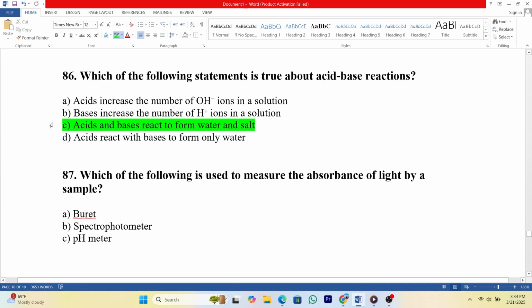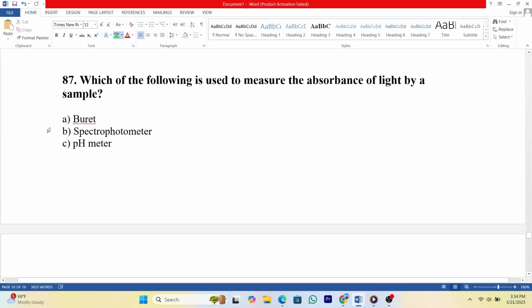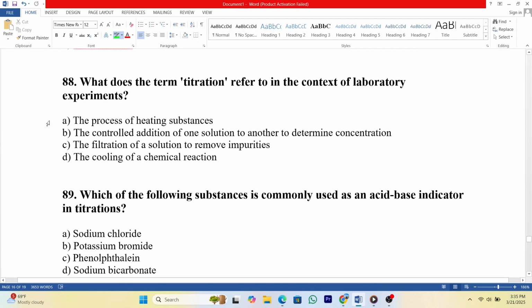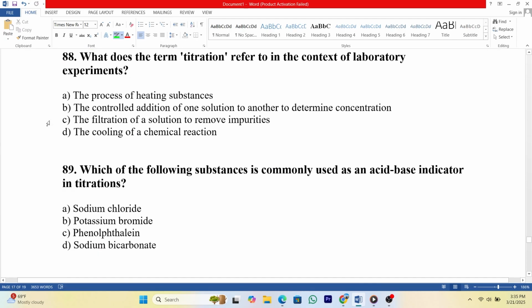87. Which of the following is used to measure the absorbance of light by a sample? A. Burette. B. Spectrophotometer. C. pH meter. D. Refractometer. Answer, B. Spectrophotometer.